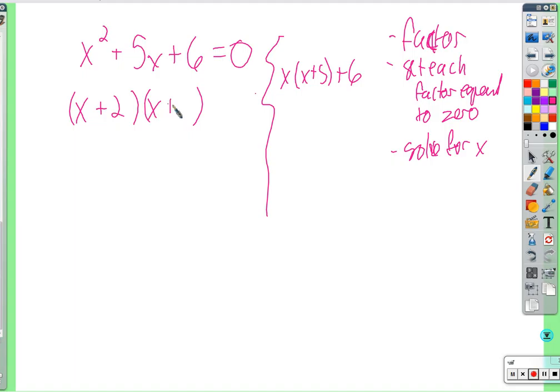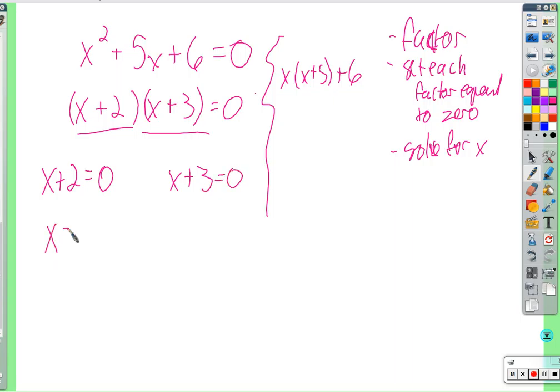Remember that to factor one of these, it's going to look like the two sets of parentheses. So how does it factor? What do these two factors look like? Cameron? 3 and 2. X plus 2, x plus 3. Okay. Double check it in your mind. Multiply it out. X squared, 3x plus 2x plus 6. 3x plus 2x is 5x, 2 times 3 is 6.